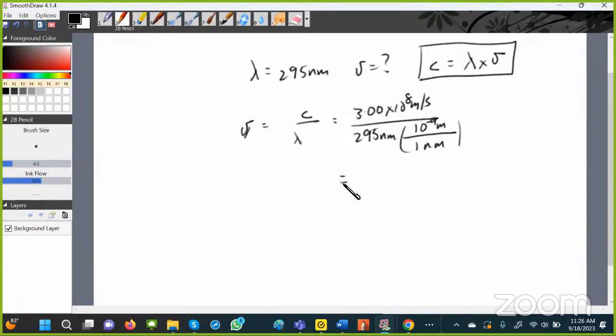And that's it. Let's see what that gives. 3 times 10 to the 8 divided by 295 times 10 to the -9. According to my calculation, this works out to be 1.02 times 10 to the 15. And again, the units would be S to the -1. Okay, so I'm going to leave you now to try the rest. If you have any questions, of course, feel free to ask.